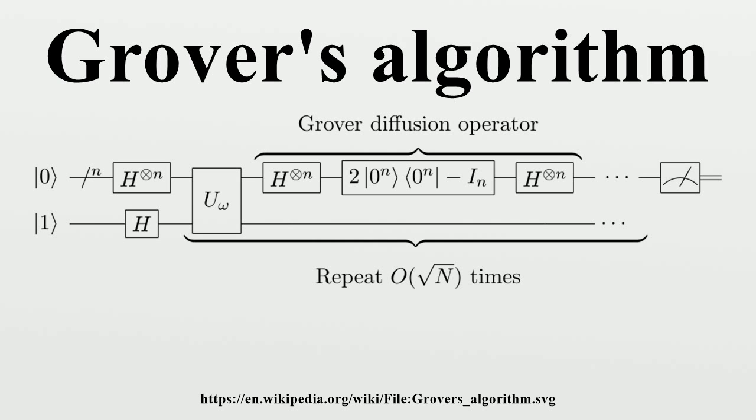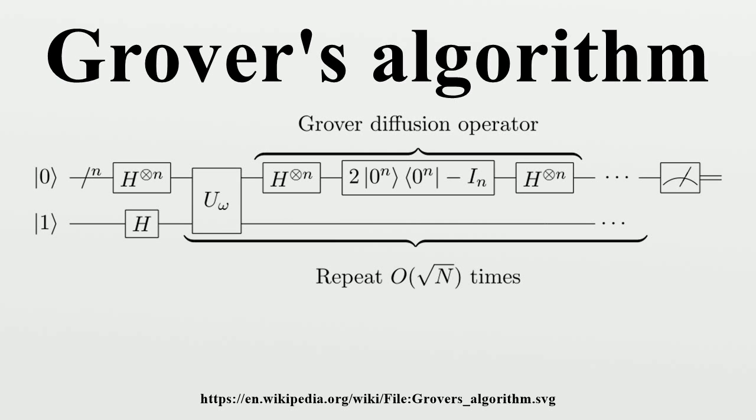Grover's algorithm can also be used for estimating the mean and median of a set of numbers, and for solving the collision problem. The algorithm can be further optimized if there is more than one matching entry and the number of matches is known beforehand.